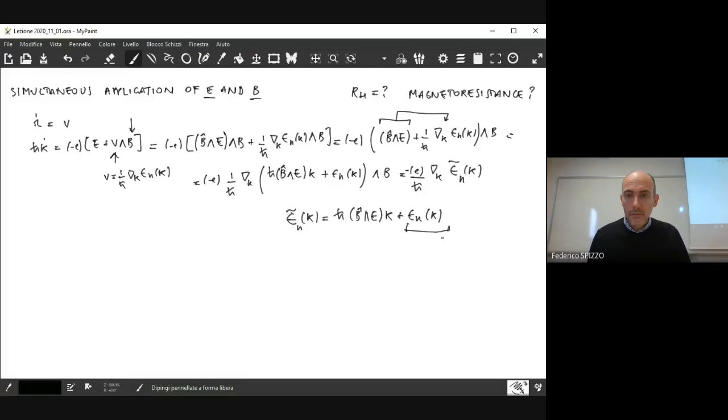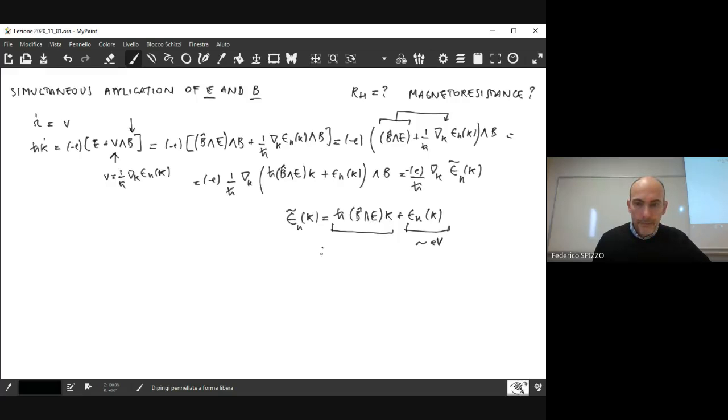If we consider this value E_n of k, E_n of k in general is of the order of eV. So more or less E_n is expected to be of the order of some eV. What is the order of magnitude of this part here? ħ is the Planck constant divided by 2π. The B versor gives no contribution to the modulus.